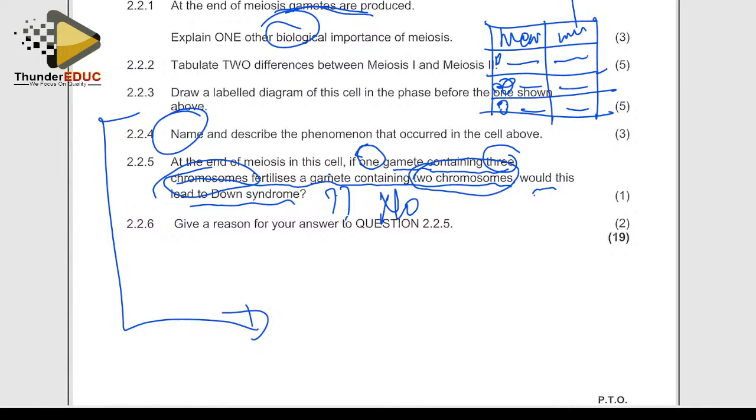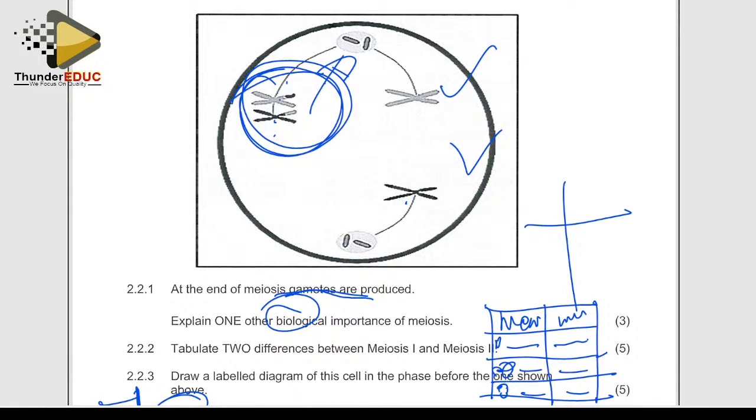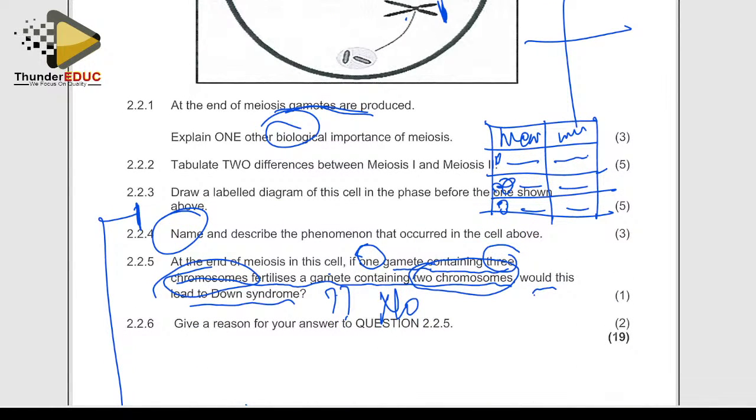Draw a diagram of a cell in a phase before. That's exactly what I say, as if these people are reading my mind. Anyway, draw the phase of this cell before the one that's shown above. The one shown above is anaphase 1, because these are still full chromosomes, you see. So the cell before, you draw for metaphase.